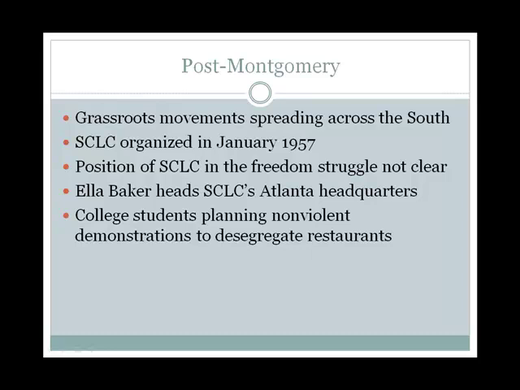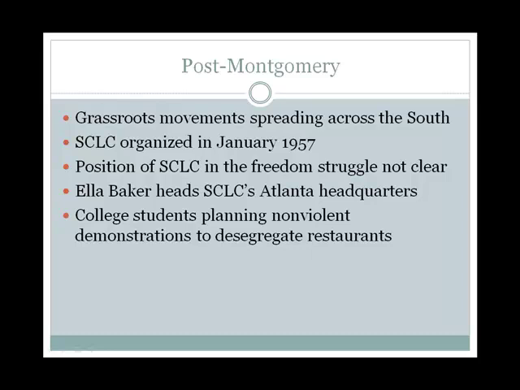The position of the SCLC in the freedom struggle was not clear. Initially, they launched a voter registration drive, but they only managed to register a few thousand voters, even after the passage of the Civil Rights Act of 1957. If you'll remember from the lectures in the previous module, we ended on the note of looking at how the National Congress, the legislature, was moving to make efforts at desegregation with two Civil Rights Acts, 1957 and 1960, both of which focused on voter registration.